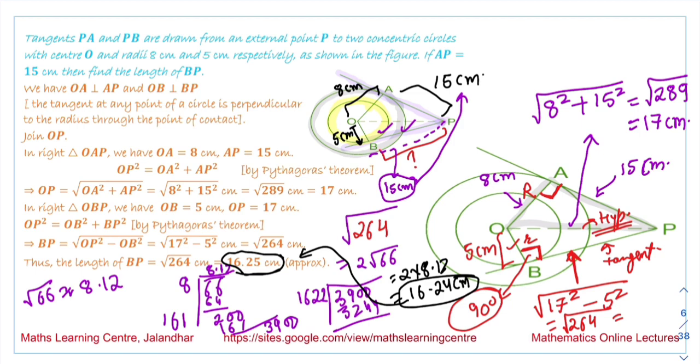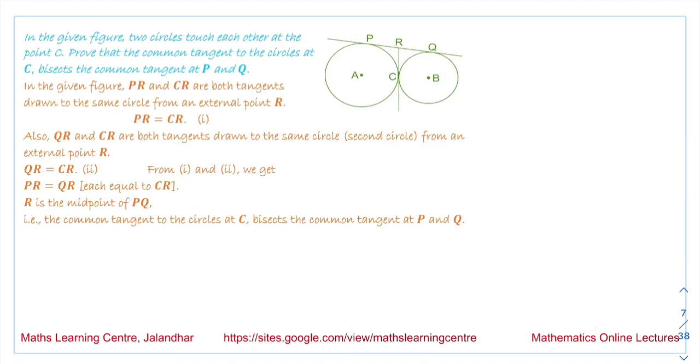Now in this next question, we are given that two circles touch each other at the point C. So two circles are given, and these two circles are touching each other at the point C. Touching means that this point is the point C, and if we draw a line passing through this point, that will be tangent to both these circles.